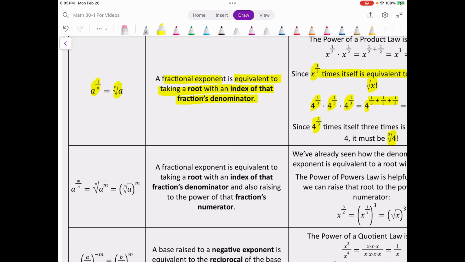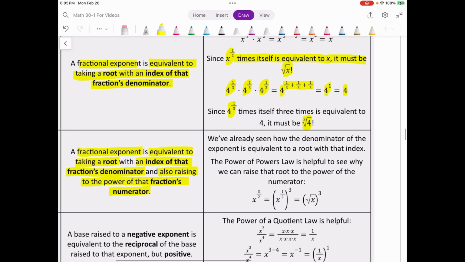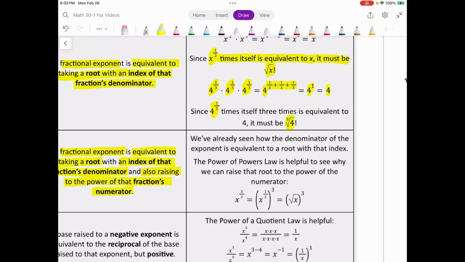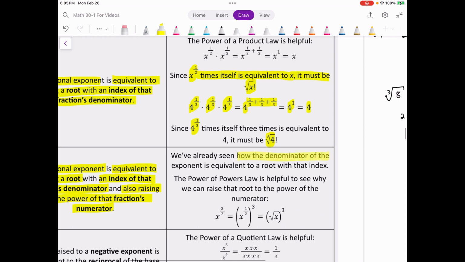Those are two equivalent things. They always come out to mean the same thing. A fractional exponent is equivalent to taking a root with an index of that fraction's denominator and also raising to the power of that fraction's numerator, okay? So we've already kind of proved the denominator stuff in that previous one, right? We've already seen how the denominator of the exponent is equivalent to a root with that denominator as the index.